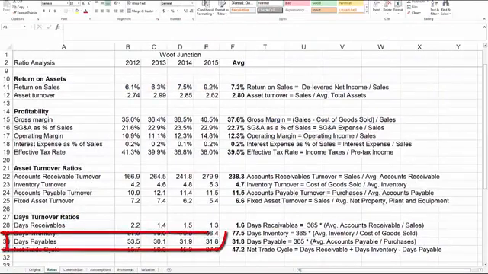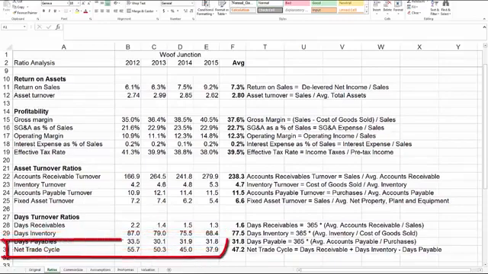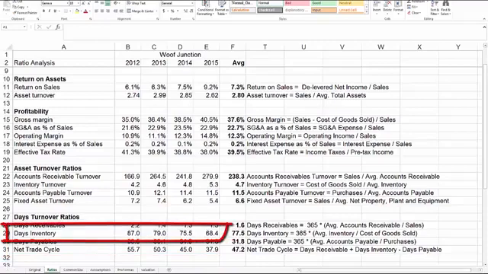Days payable, the number of days it takes them to pay their suppliers, it's hung constant around 30 days, so not much going on here. Putting those together, the net trade cycle used to be it took about 55 days of bank borrowing to bridge this gap between cash outflow and cash inflow. Now it's dropped to 37 days, and that's pretty much all driven by their improvement in their days inventory.